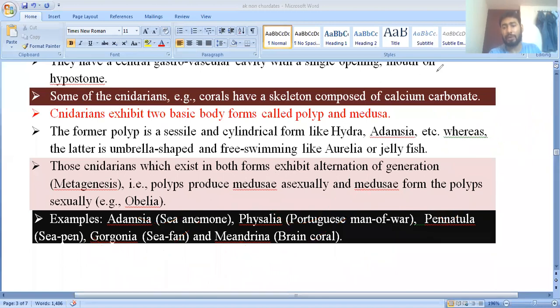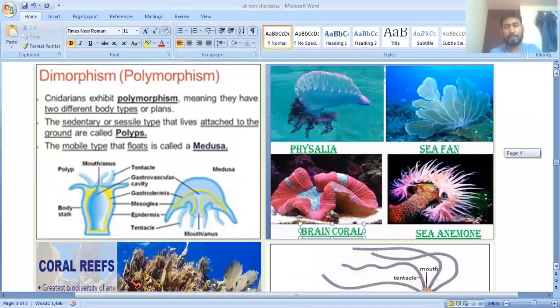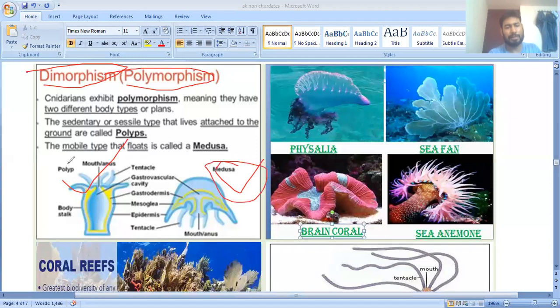How will you learn them? I will provide a short trick. Before the short trick, I will discuss another property of this phylum Coelenterata. Clear? Dimorphism is also a characteristic property of Coelenterata. This is also known as polymorphism. Why do we call it polymorphism? Because they form two different types of structure. One is the polyp, another is the medusa. The polyp is sessile, the medusa is mobile, meaning free swimming. Sessile means attached to the substratum, or sedentary.